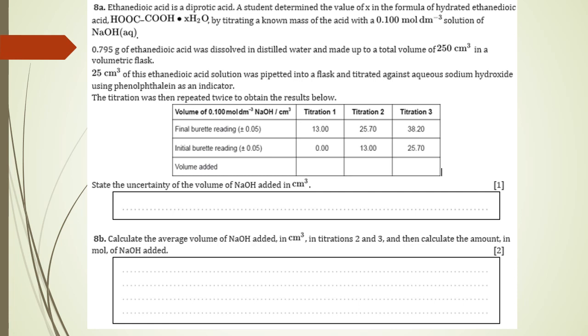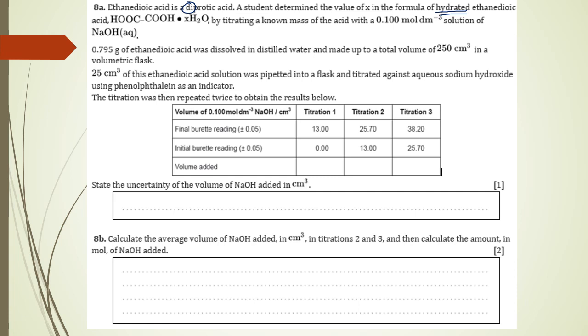We're going to do a giant IB style question here. So ethane dioic acid is diprotic. It has 2 H's. We're going to figure out the value of X in the formula of the hydrated acid. This is kind of cool. The acid is a hydrate.